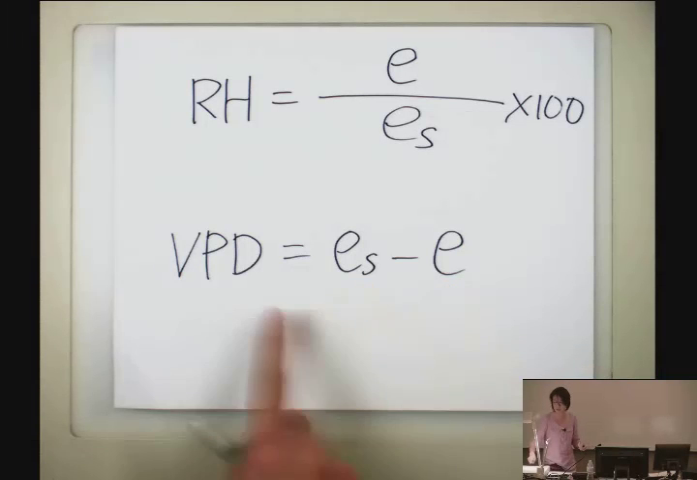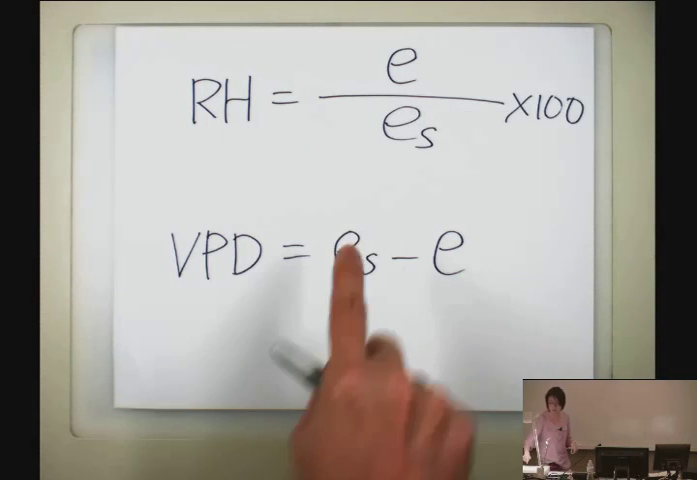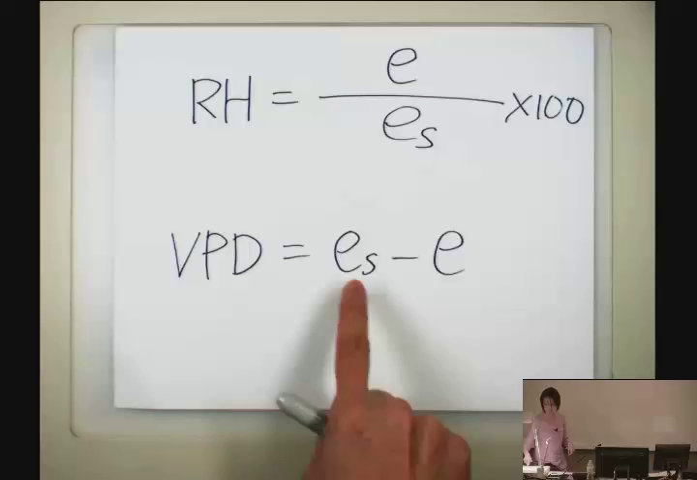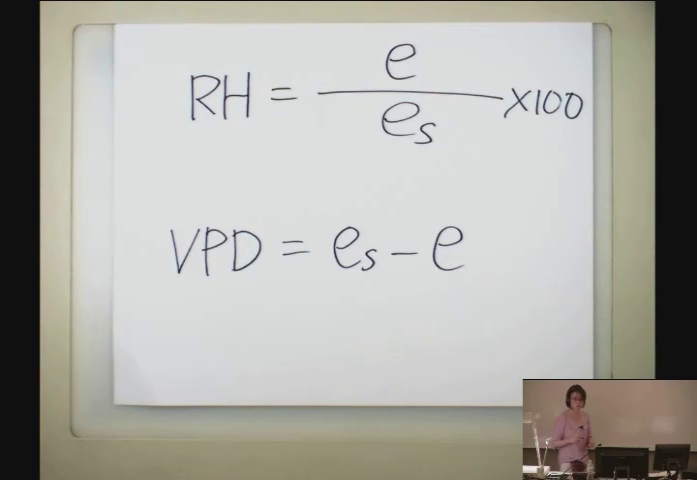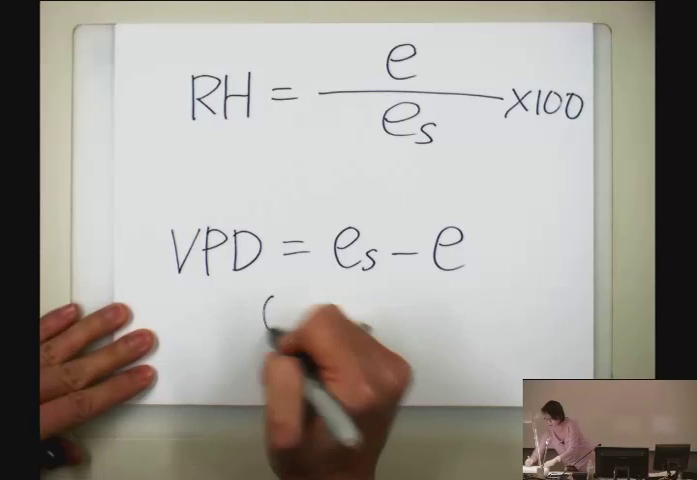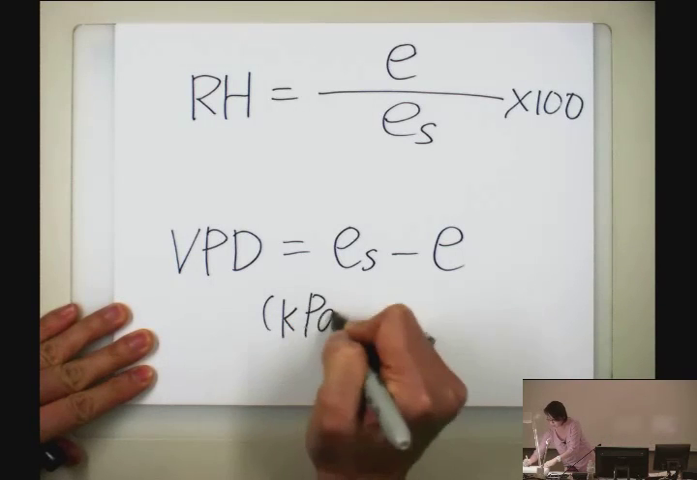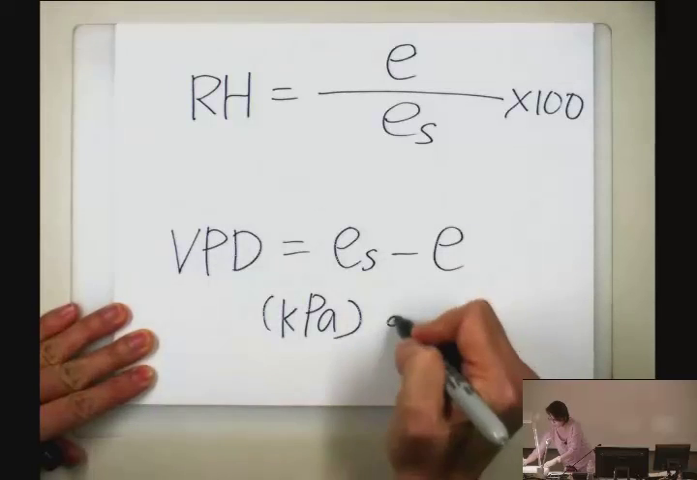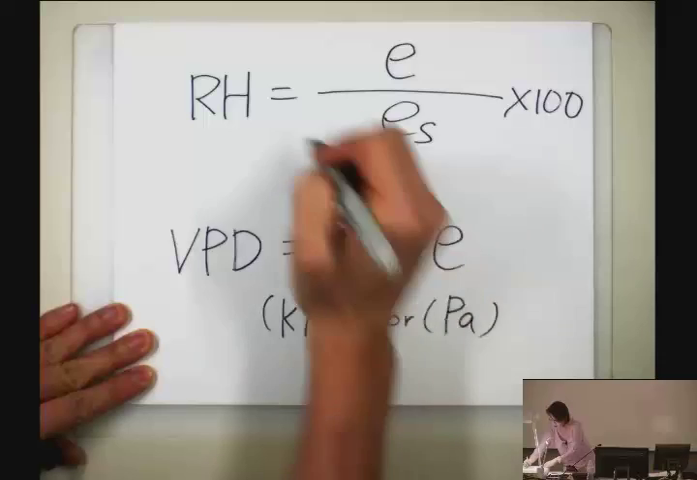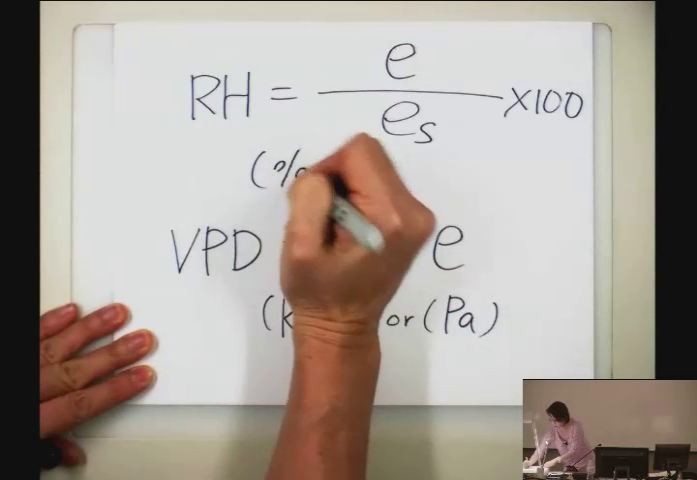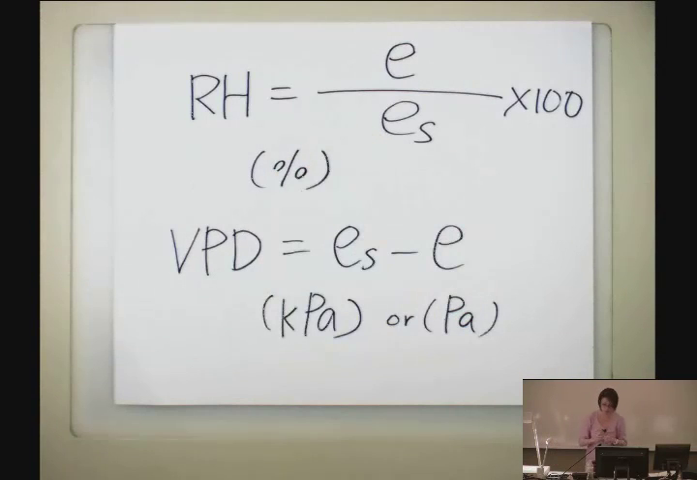So the VPD is the difference between the saturated vapor pressure and the current vapor pressure, meaning how much more moisture the current air can hold. Okay, the unit is kilopascal in most cases, or Pascal if the value is very small, right? This one is percent. Okay? All right.